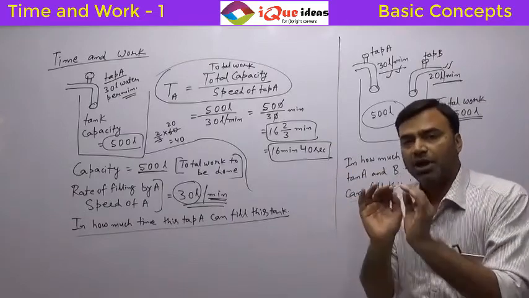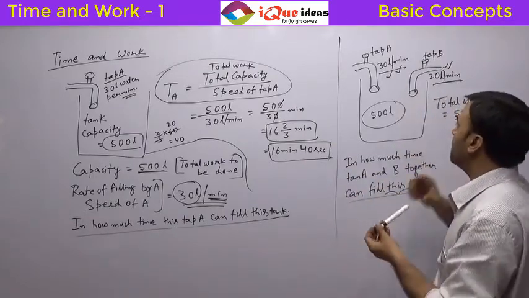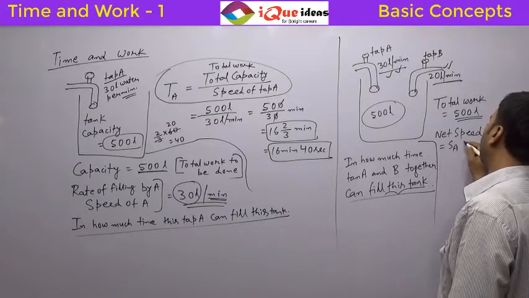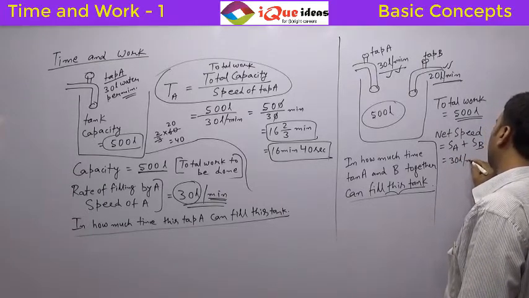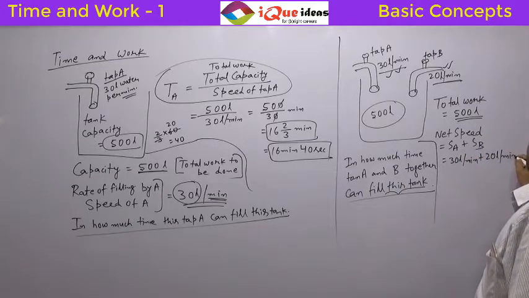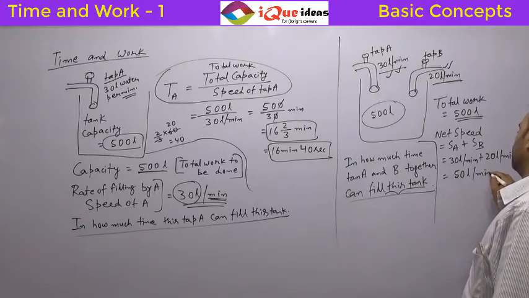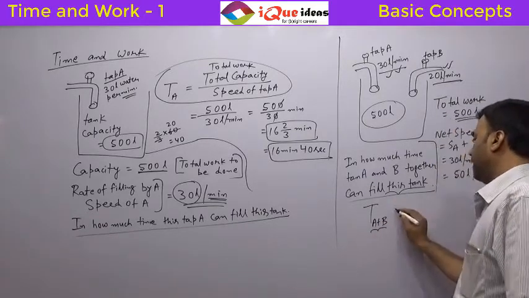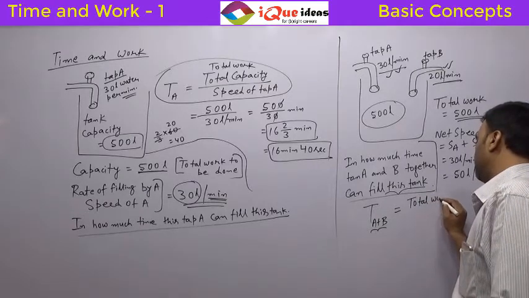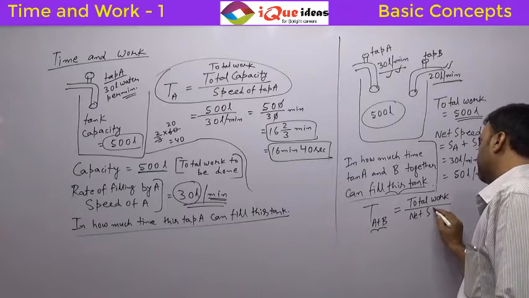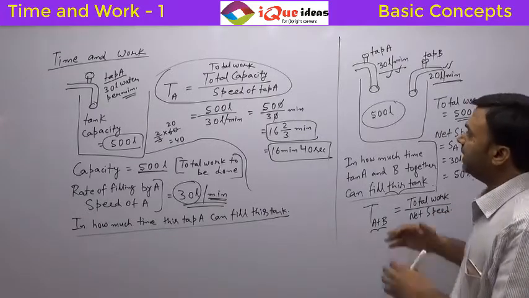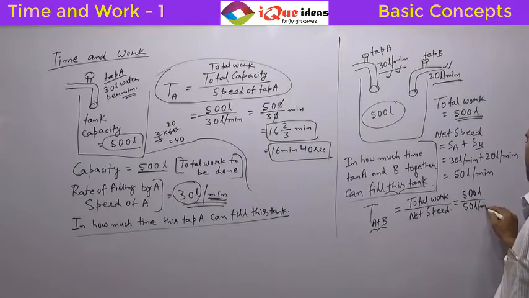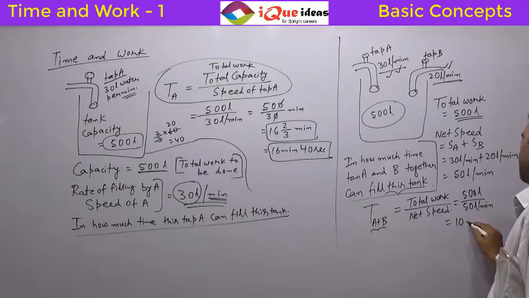So the total water collected in the tank in 1 minute will be 30 plus 20, and that will be called the net speed. Net speed will be the speed of A plus the speed of B, which is 30 liters per minute plus 20 liters per minute, which is equal to 50 liters per minute. So the time taken to fill the tank by A and B together will always be the total work to be done divided by the net speed. This is what we have to be careful about. If there are two people working, their speeds will add. So this is equal to 500 liters divided by 50 liters per minute. Now 500 by 50 is 10, so the answer is 10 minutes.